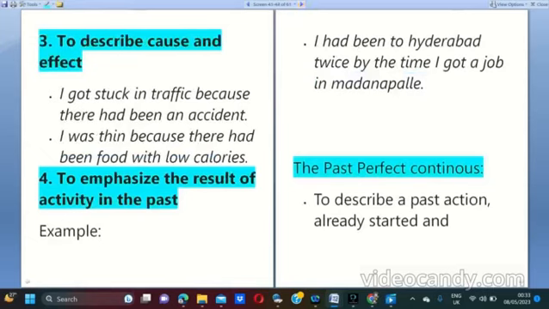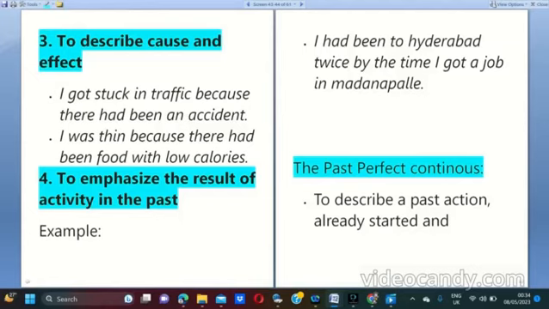Next, to describe cause and effect. I got stuck in the traffic because there had been an accident. Here, I got stuck is the result, the effect. Because there had been an accident, it becomes the cause. There had been an accident is the cause. Next, I was thin. I was thin is the effect, because there had been food with low calories. It is the cause. Here, the cause can be kept with past perfect. Result or effect can be put in simple past.